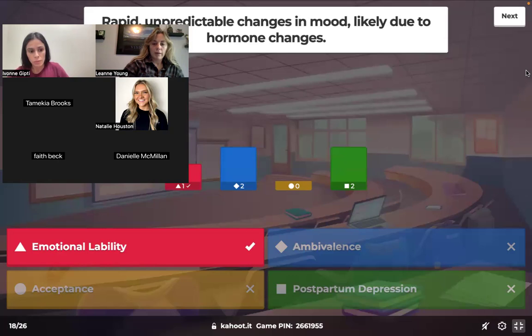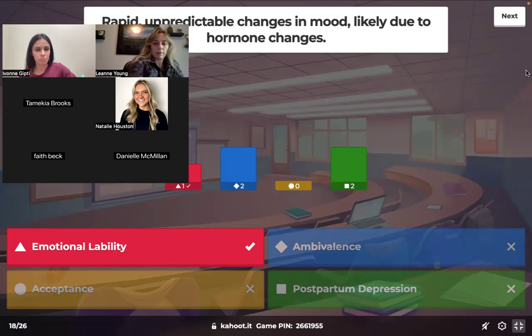This one is more of a definition. Your rapid, unpredictable changes in mood that are likely due to hormone changes would be your emotional lability. We didn't go over these definitions too much. Postpartum depression can also involve rapid, unpredictable changes in mood because of hormone changes, so I completely understand why you guys picked that one.